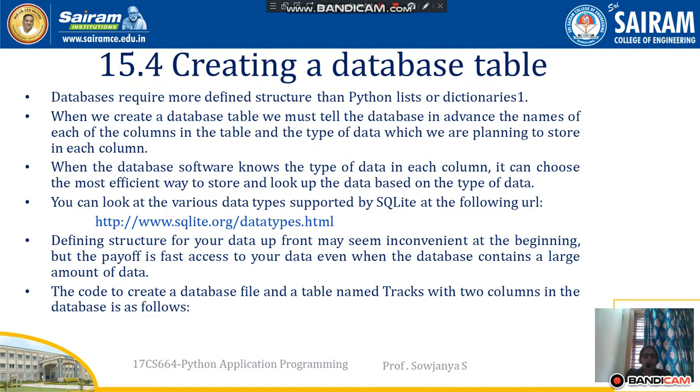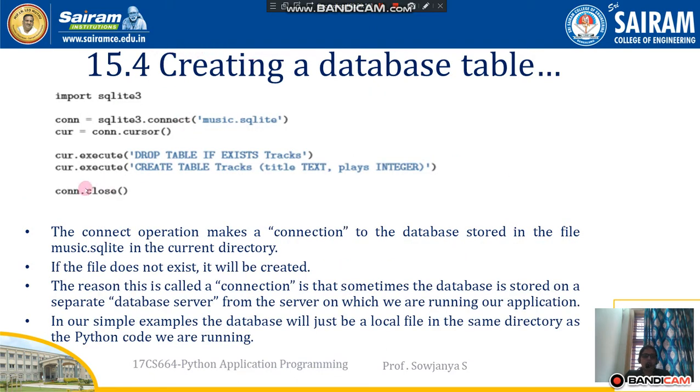Okay, so we have code which creates a database file and a table named Tracks. The name of the table is Tracks, with 2 columns in the database. How can we write that? You can see here the name of the table we told is Tracks. We have 2 table entries, that is title and plays. These are the attributes in that particular table. The name of the database is music.sqlite.